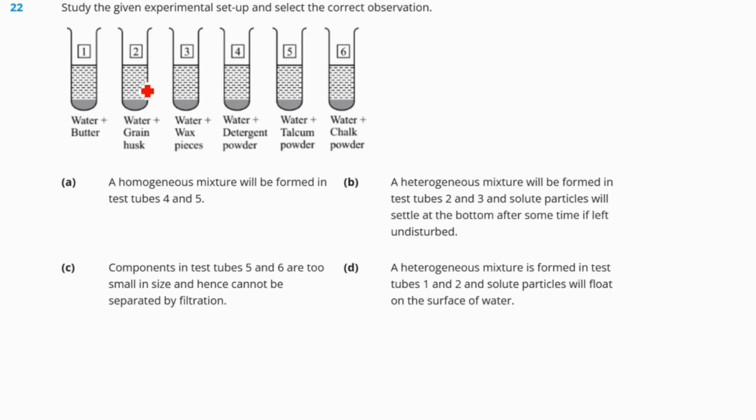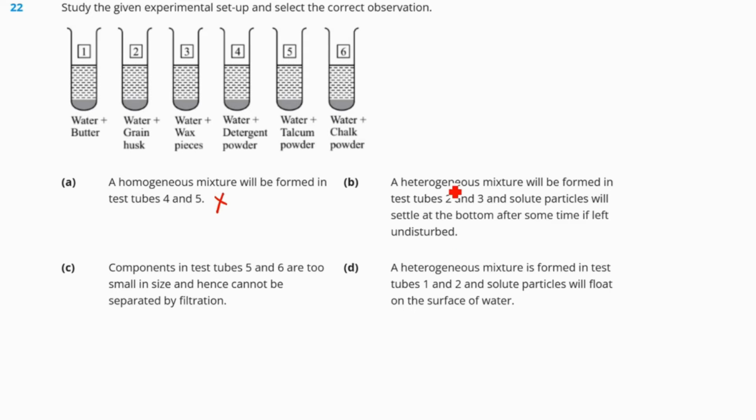Okay. A says the homogeneous mixture will be formed in test tube 4 and 5, water plus detergent powder and water plus talcum powder. Homogeneous mixture is not possible with water and talcum powder. Detergent powder can be possible to some extent, but no. So this is a wrong statement.